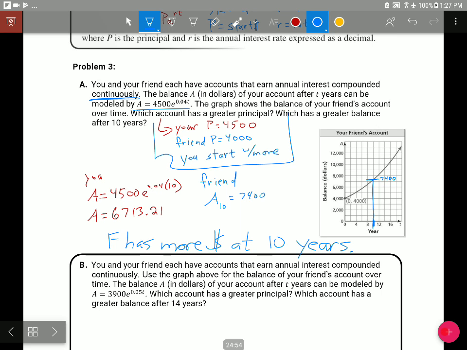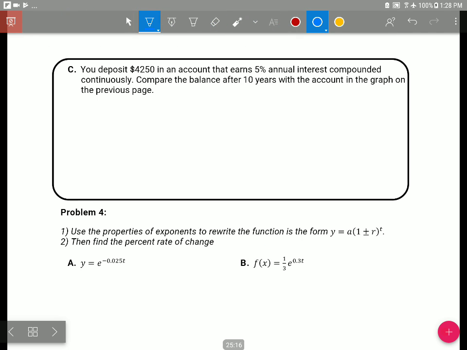Letter B is the exact same question with different stuff. We're just plugging things into the equation or reading the graph, however you want to do that. Any questions on this at all? All right, turn the page. Whenever you're done writing, turn the page. We're actually almost done.